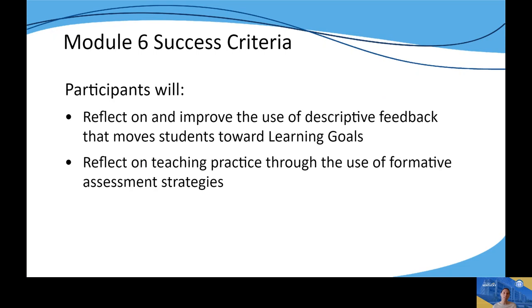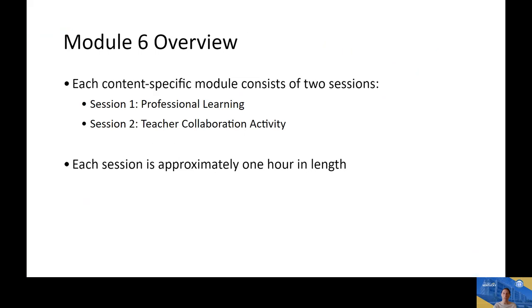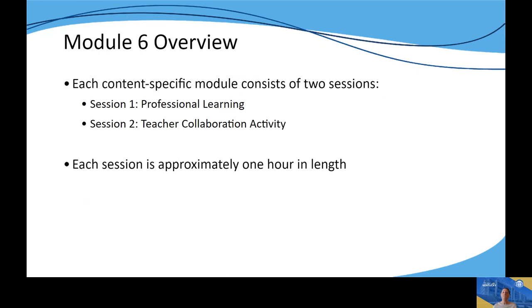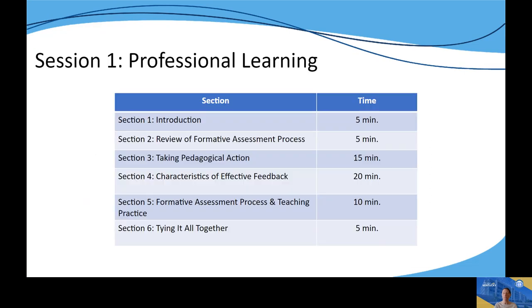In terms of the success criteria, as a result of their learning in Module 6, we want participants to reflect on and improve their use of descriptive feedback that moves students toward the learning goals, and that they can also reflect on their own teaching practice through the use of formative assessment strategies. Each content-specific version of Module 6 will consist of two sessions. Session 1 is the professional learning, where we're building their understanding around acting on evidence of student learning. In Session 2, they apply that learning through a teacher collaboration activity. Each session is designed to take about an hour.